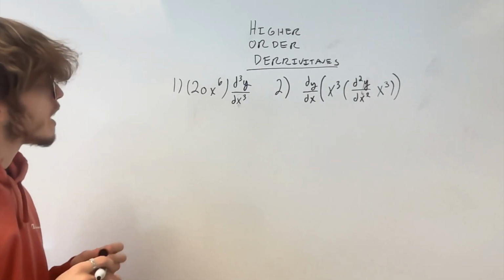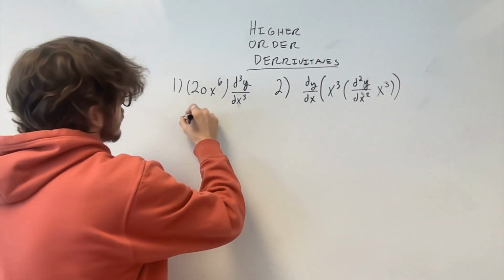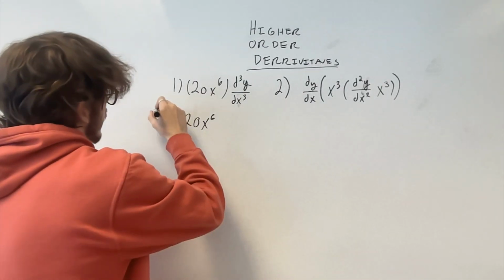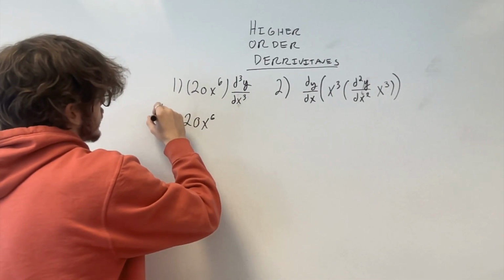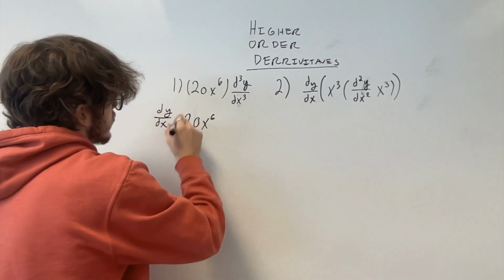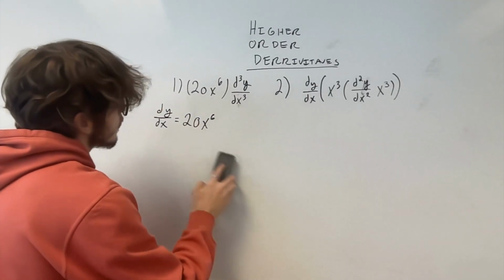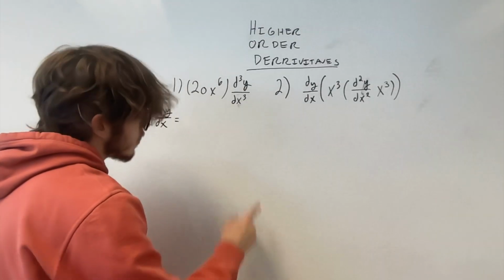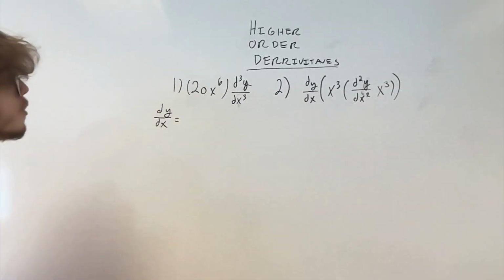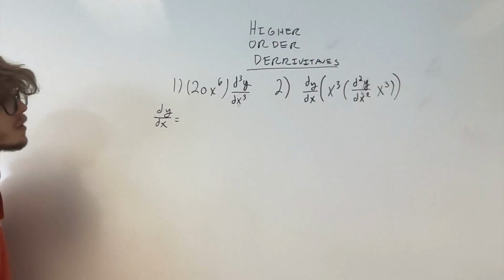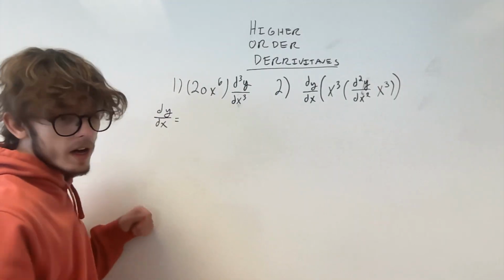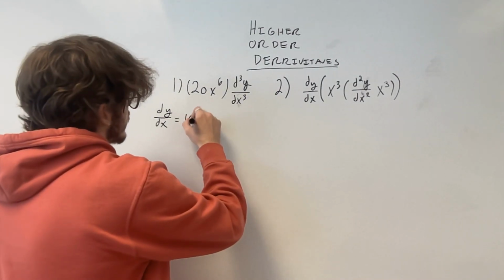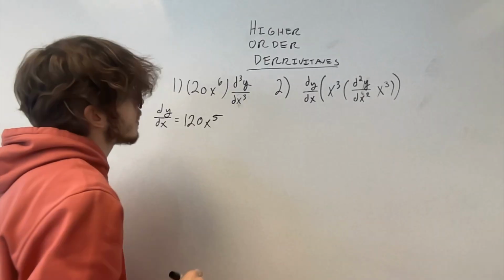Now, how do we do that? Well, let's take 20x to the 6th and let's find the first derivative. So we'll just say, and this is not correct in notation, dy dx is equal to the derivative of 20x to the 6th. So we know that to do this, we have to do the power rule. The power rule states we just bring down the exponent, subtract the exponent by 1. So 6 times 20, 120. 120x to the 5th is the first derivative.